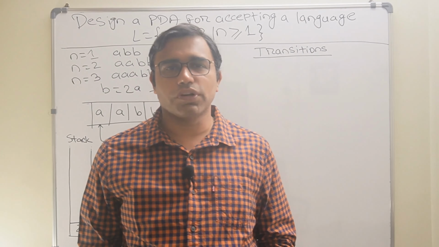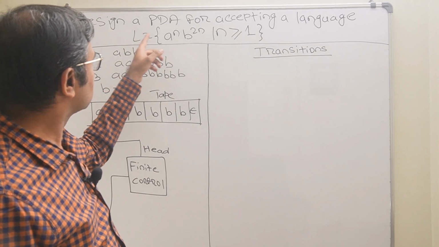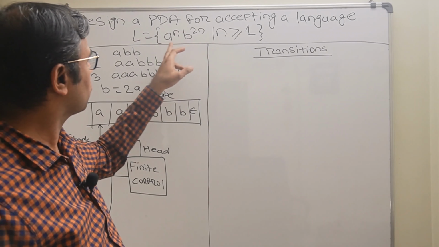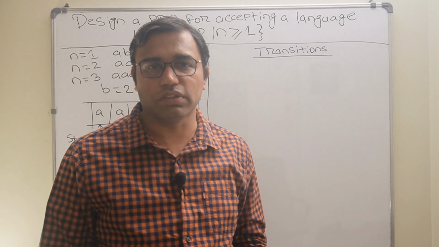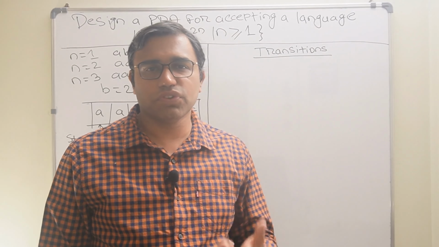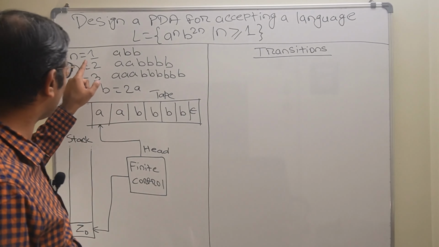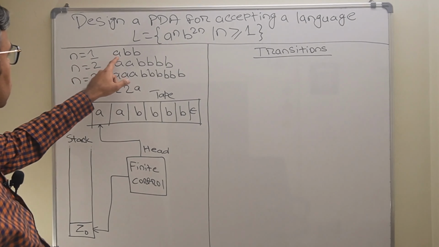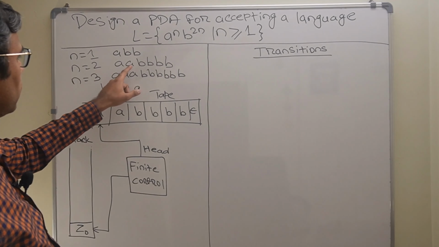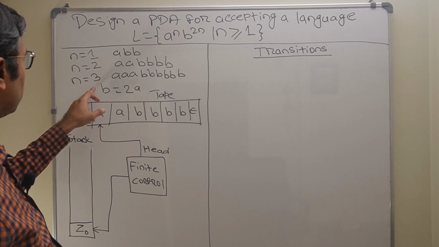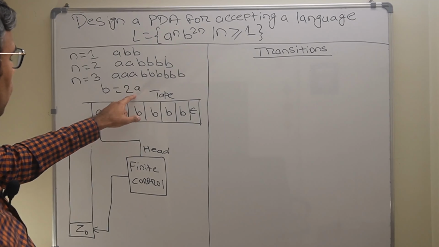The topic of today's video is construction of push-down automata. So the question is, design a push-down automata for accepting a language L = a^n b^2n, where n is greater than or equal to 1. So in this language, B is equal to twice of A. If the value of n is 1, then the string is ABB. If the value of n is 2, then the string is AA and 4 times B. Then if the value of n is 3, then it is triple A and 6 times B. So B is equal to 2A.